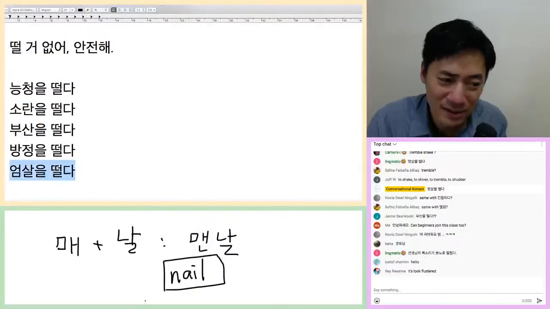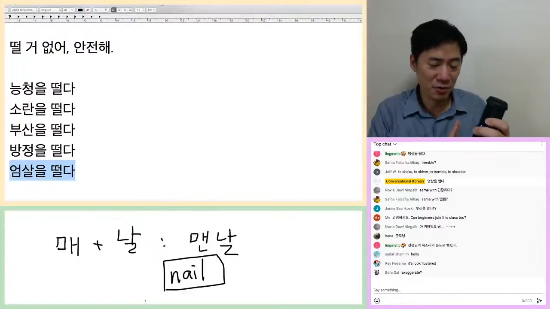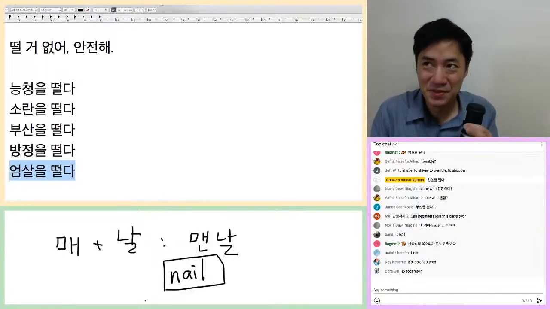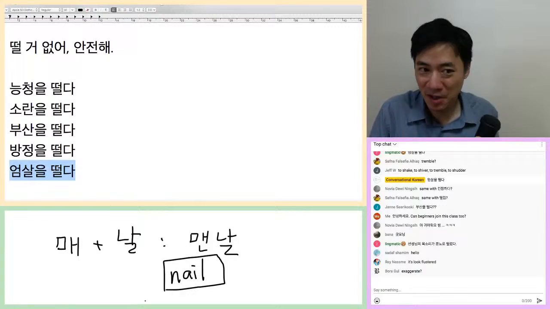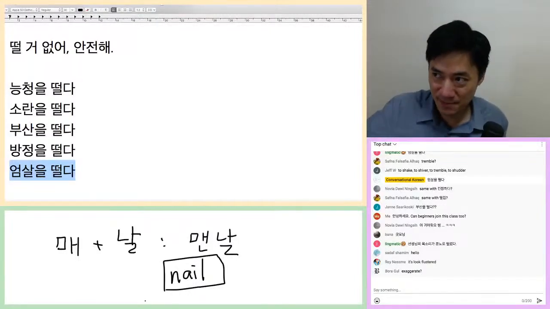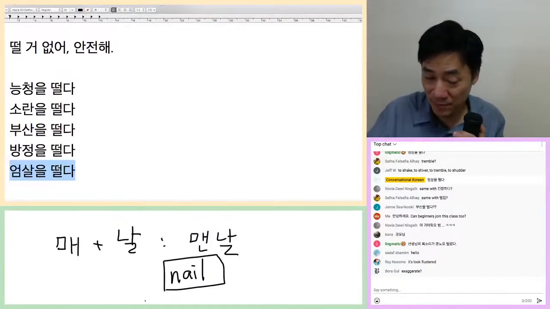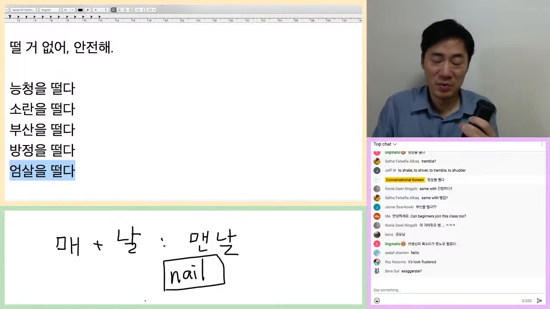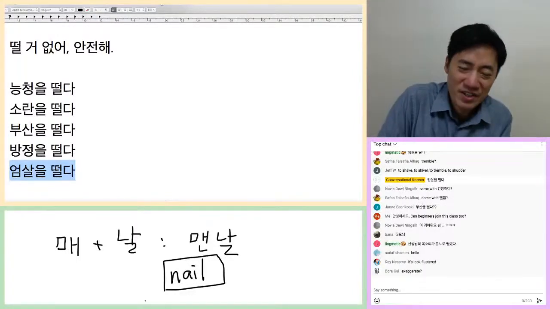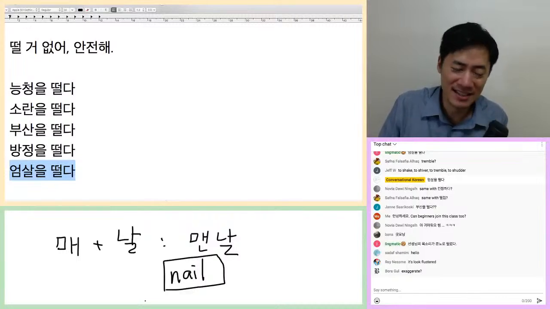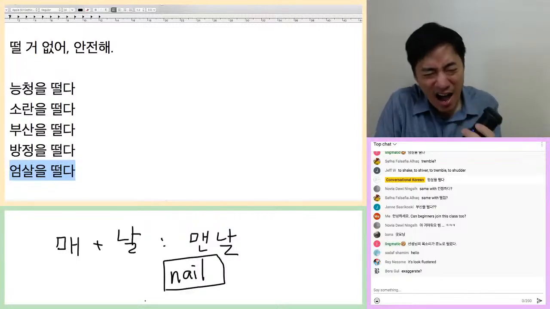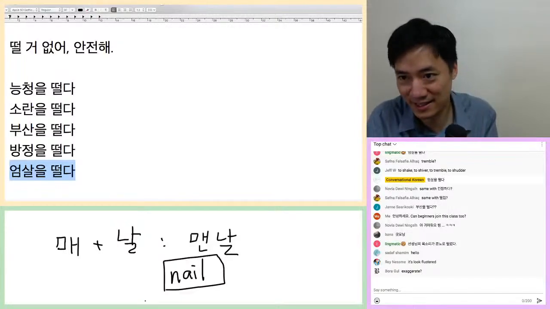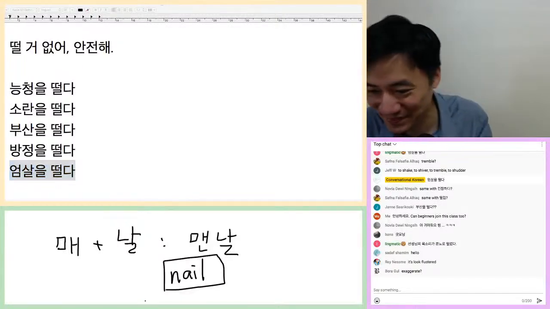And 엄살을 떨다 is like someone hit you, even though it's not very painful. In a sports game, to get a penalty call from the opponent, it's a small contact, but he was acting like, ah, or something like that. 엄살을 떨다. It's not really painful, but ah, it hurts. 엄살을 떨다. It's a good one to know.